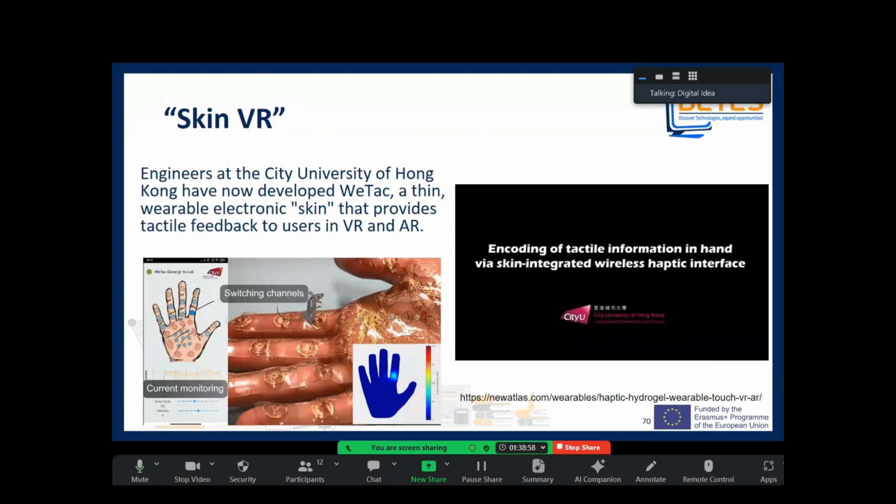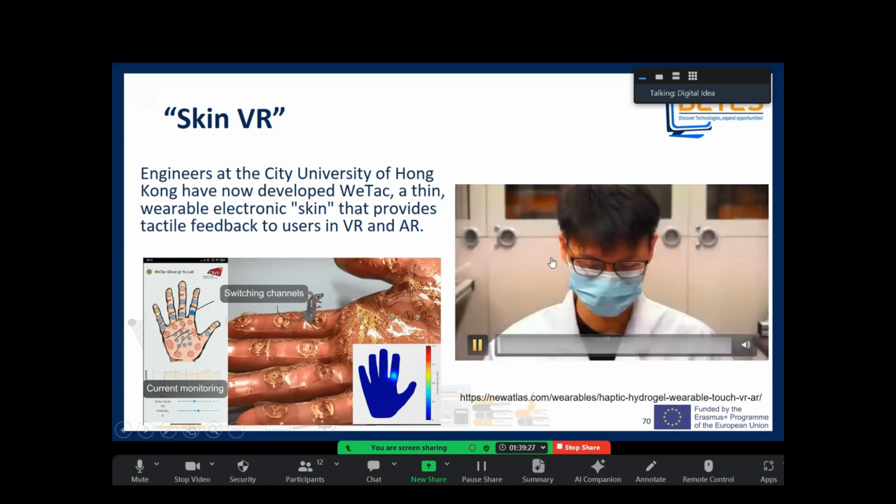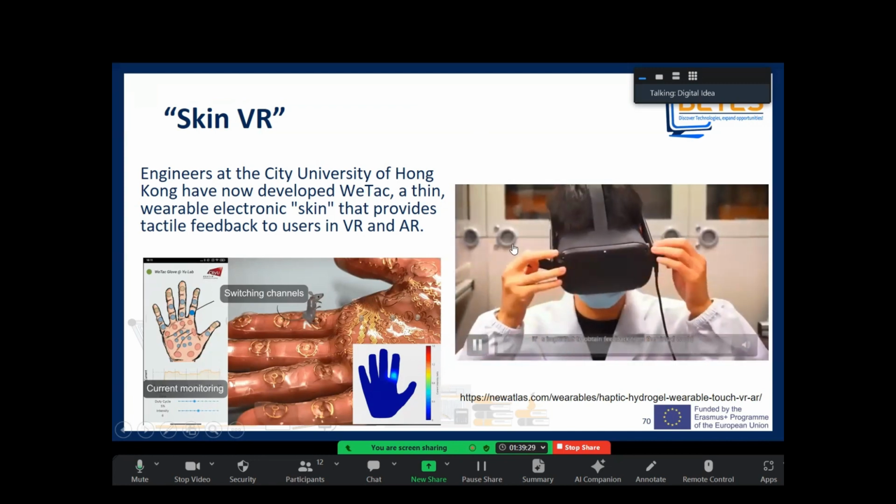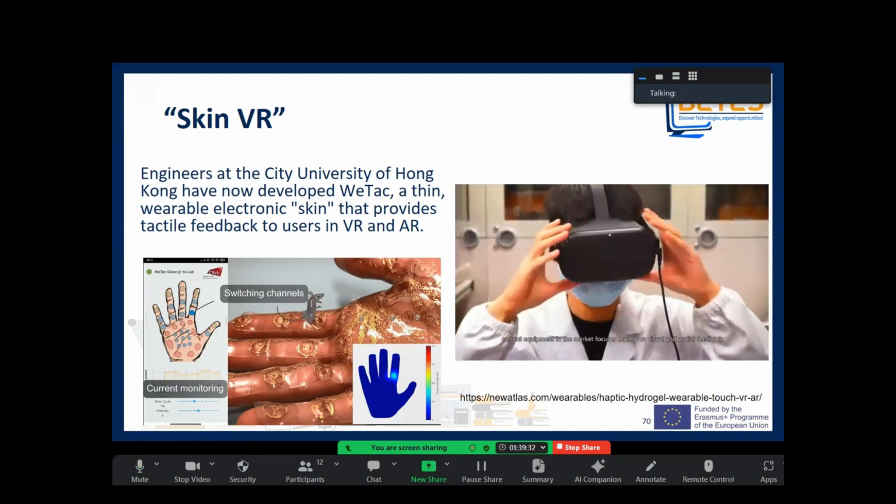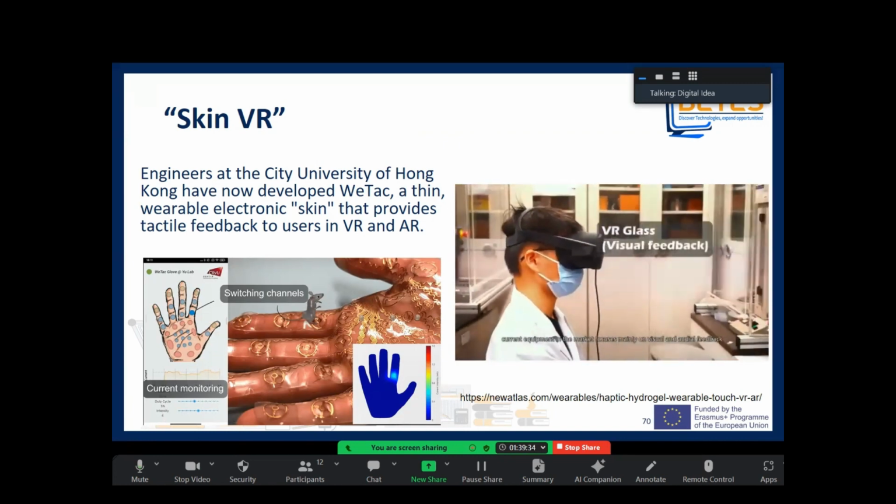What quite impressed me is the skin VR, where the City University of Hong Kong has developed a thin electronic skin. You just wear a silicone glove on your hand, and you move your hand. You will see now, there's a video here. It's important to take feedback from the virtual world. I will just show you 2 minutes of it.